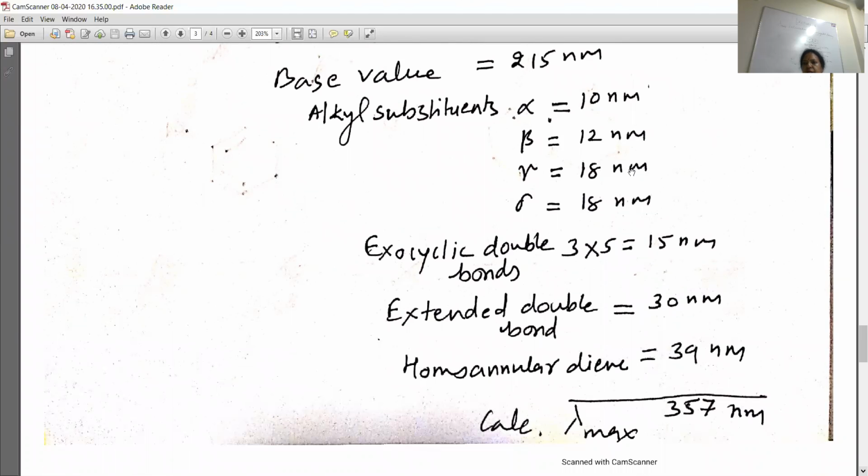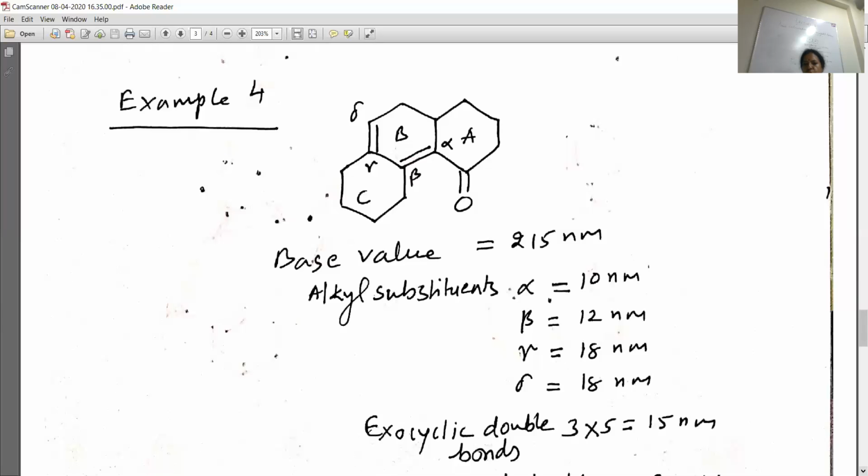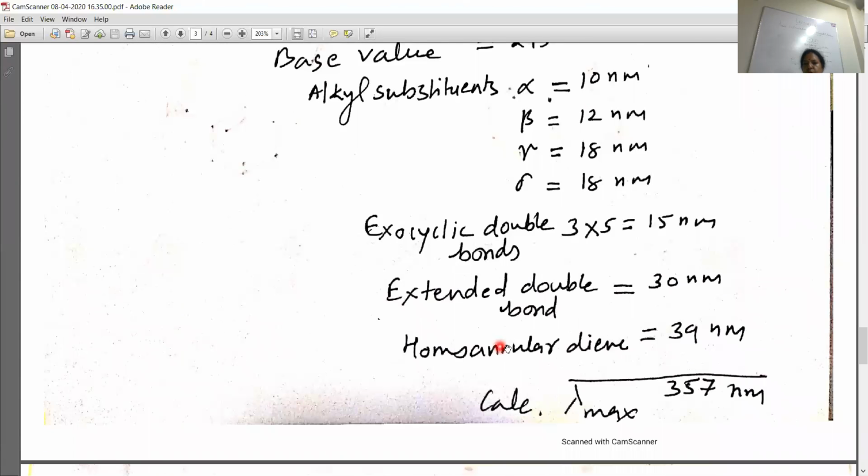And here these double bonds are in one ring system. So we have to add the homoannular diene system, 39 nanometer. So total value will be 357 nanometer.